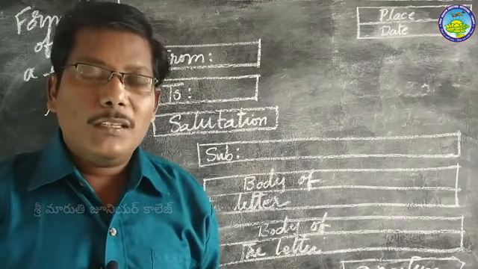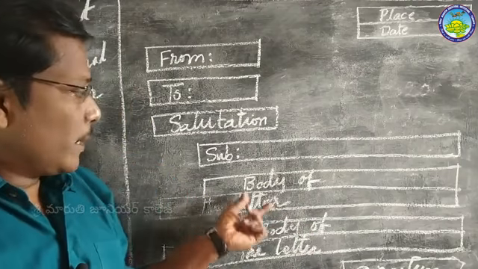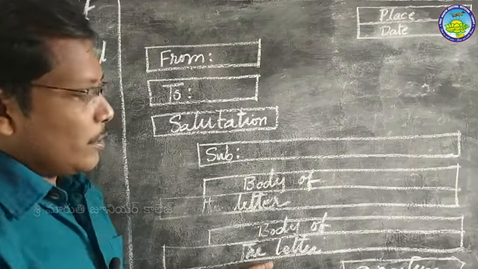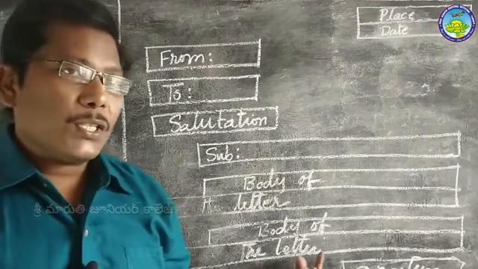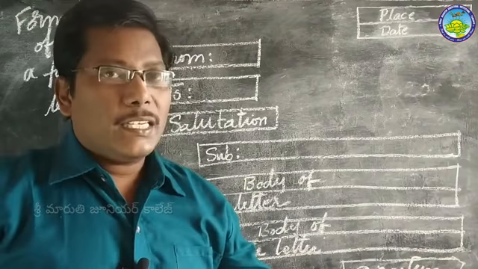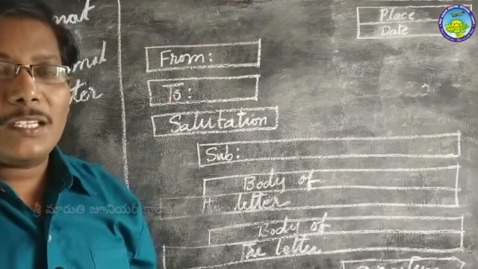Moreover, this body of the letter can be divided into paragraphs. Two paragraphs are enough. After completion of the body of the letter, on the right side down corner we put the signature. So this is the format of the formal letter. Okay, understand?